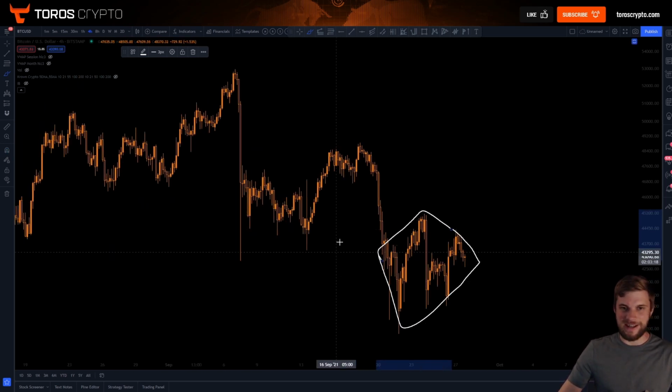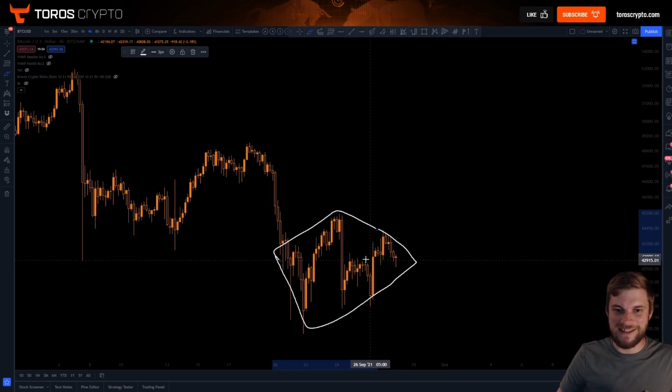And that's the thing with trading. It's never going to be perfect. It's never going to be the neatest pattern in the world.